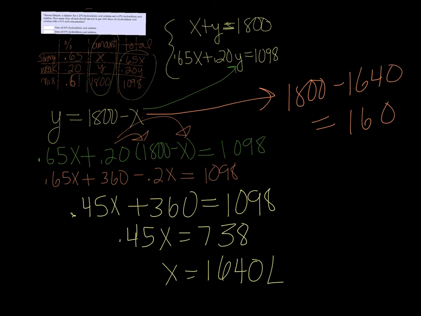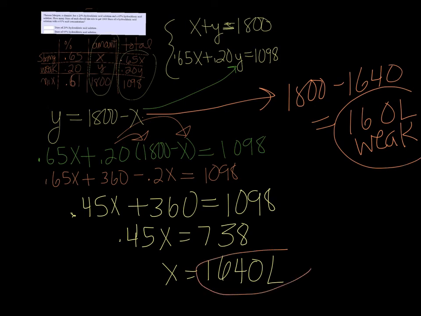So I need 160 liters of the weak one mixed with 1,640 liters of the strong. And when I do that, I'm going to end up with 1,800 liters of a 61% solution.